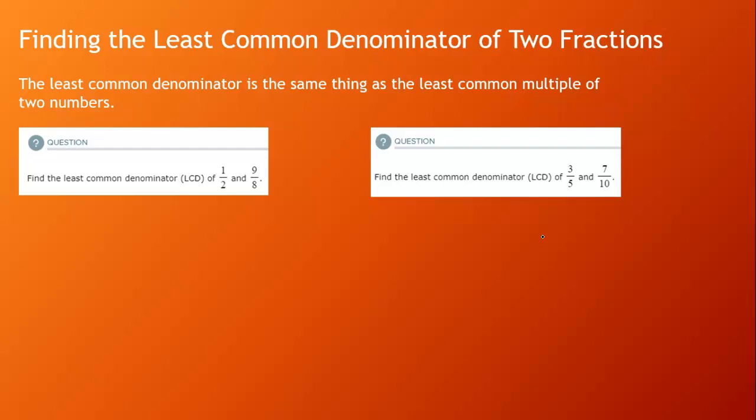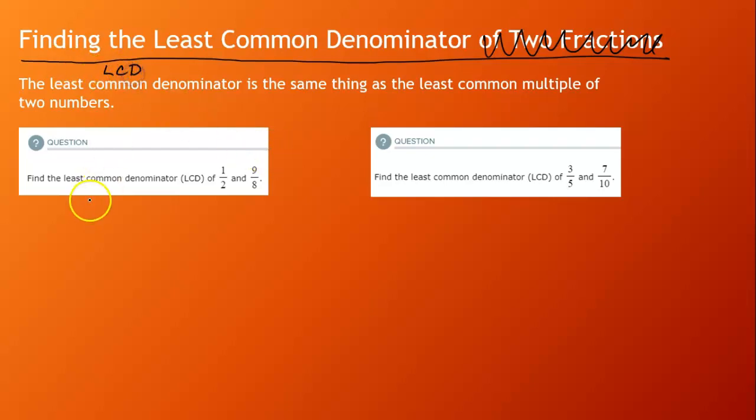We want to start by being able to find the least common denominator. So right now at the top of your piece of paper, I want you to write finding the least common denominator. You actually don't need to write of two fractions. And then from now on, you can abbreviate least common denominator with LCD so that you remember what it is. The LCD is the same thing as the least common multiple.